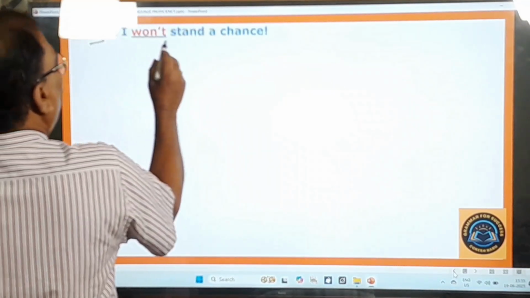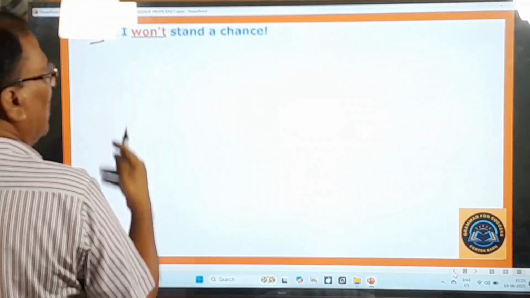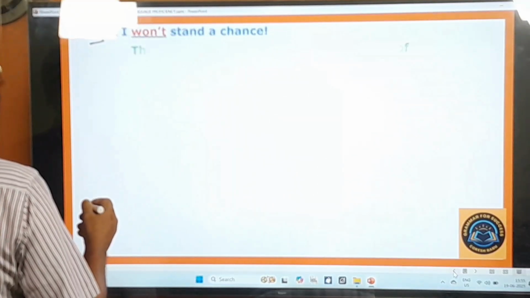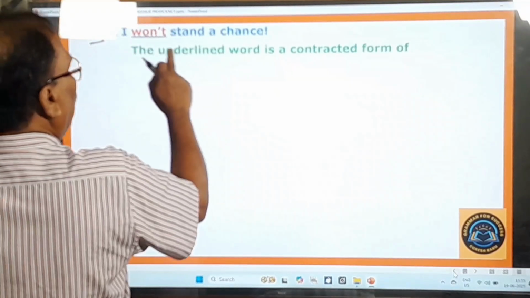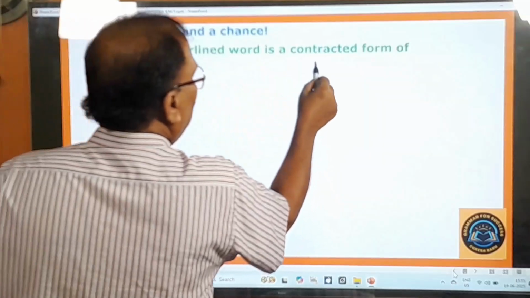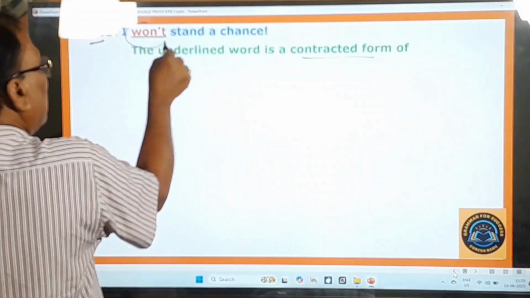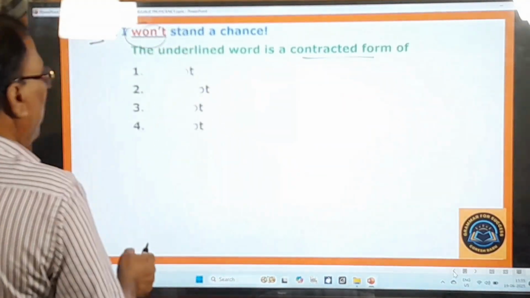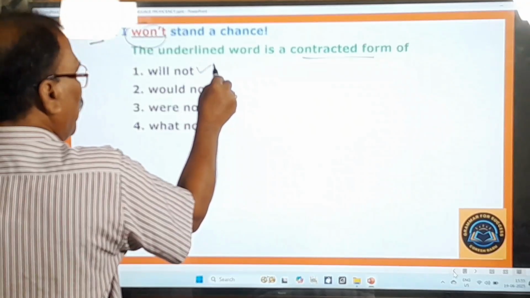55th question. "I want to stand a chance." So that is a statement. And what is the actual question given? The underlined word is a contracted form, an abridged form. Here you pay attention. Will not, the very first one is the right one.